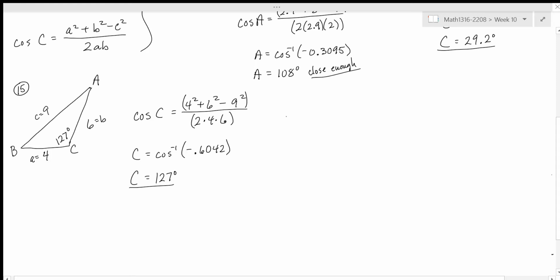Okay. All right, so to set that up, we're going to say sine 127 over what side? 9. Sine of, and now you have to make a choice. You want to do A over 4. And then once you get that set up, we need to cross multiply and divide. And so that's going to be 9 sine of A, 4 sine 127. Divide both sides by 9.